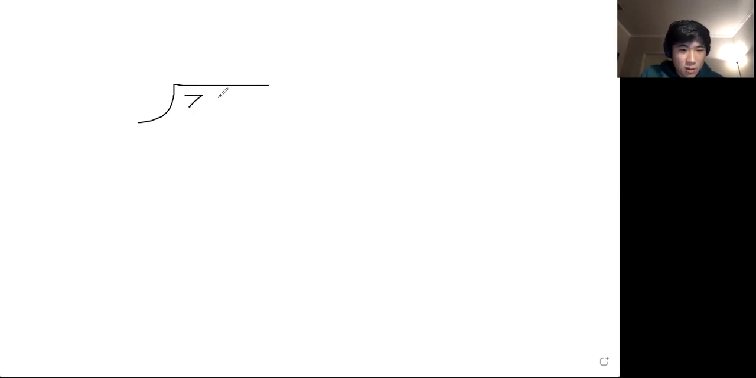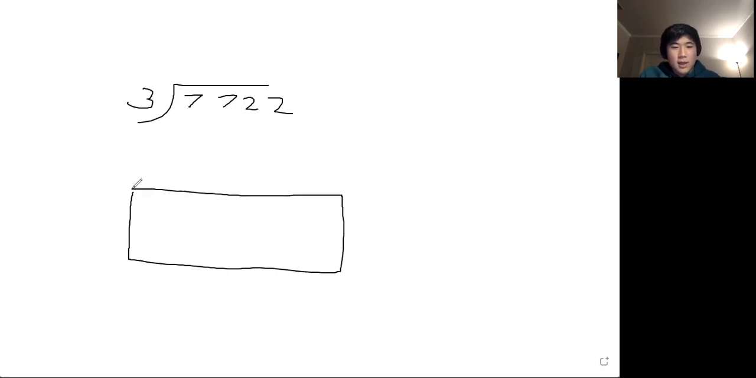So I have an example problem here. I have 7,722 divided by 3. Obviously a lot of people know how to do it this way, but there is another way you can divide it if you're struggling with that. I don't know what the name is, but it's like a box method kind of. So we have this rectangle and we're going to split it up into 3 parts.